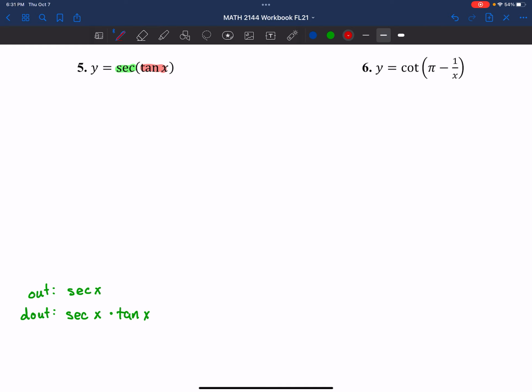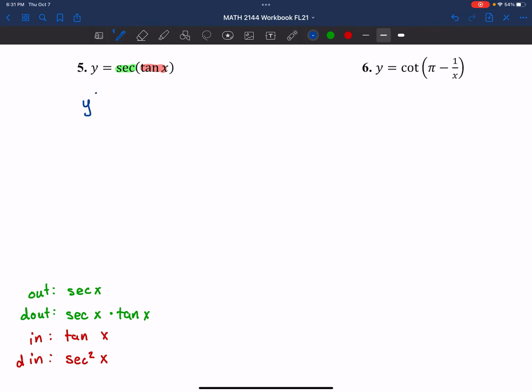Then we have our inner function, which is plugged in to the secant. And remember, every trigonometric function needs an input. So really what we have right here is secant of x, but instead of x, we have tangent. So the derivative of the inner function is going to be secant squared of x. Okay, so this one's going to feel a little bit different because the derivative has two x's.